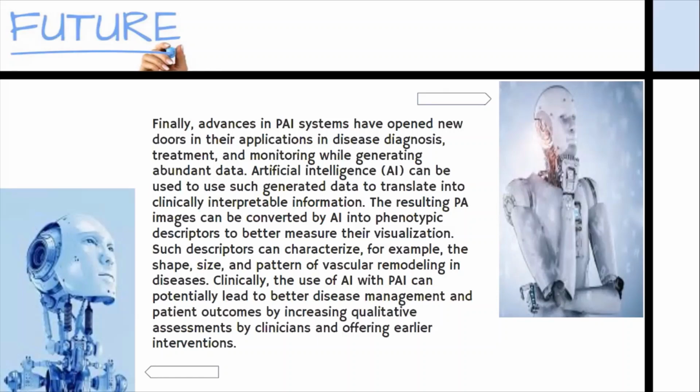Clinically, the use of artificial intelligence with photoacoustic images can potentially lead to better disease management and patient outcomes by increasing quantitative assessments by clinicians and offering earlier interventions.